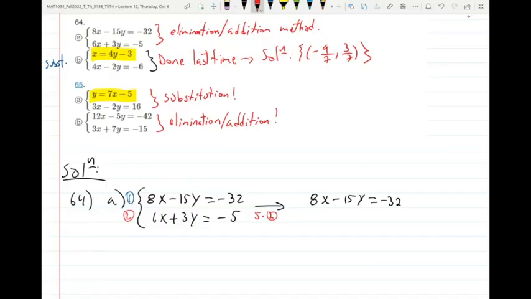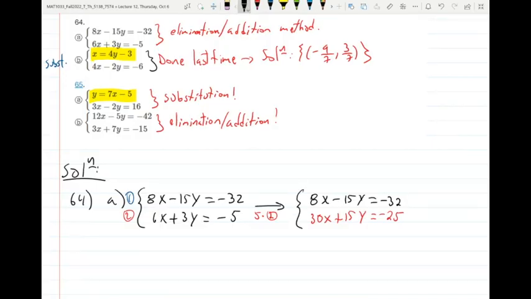What do we get? 30x plus 15y equals -30. What's 5 times 5? Negative 25, right?